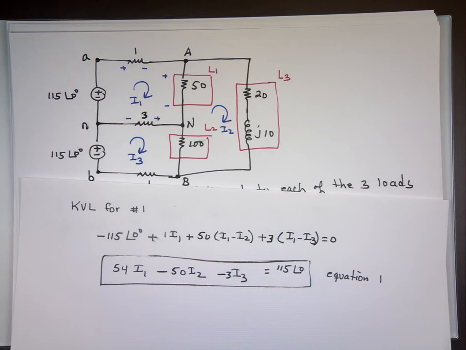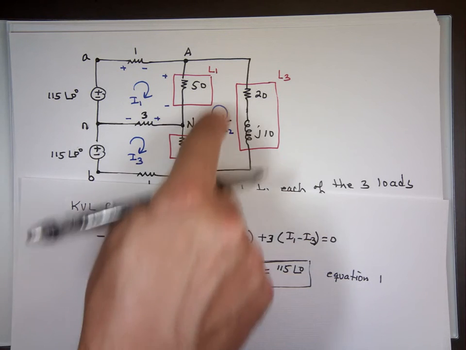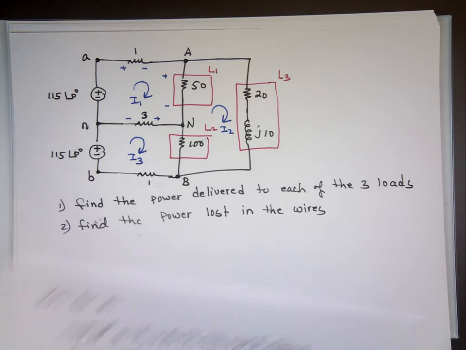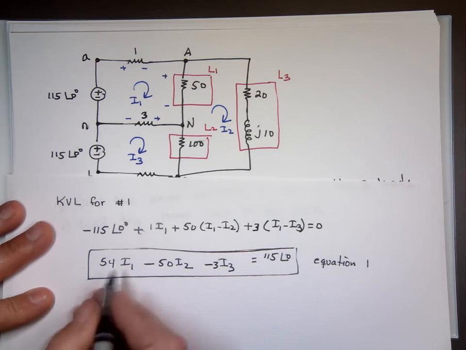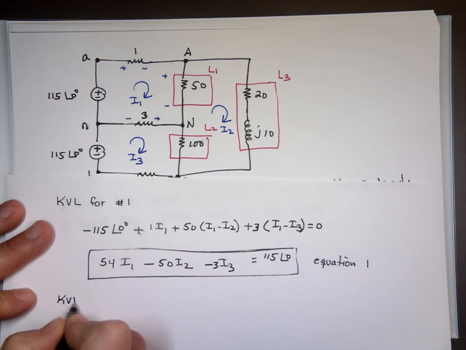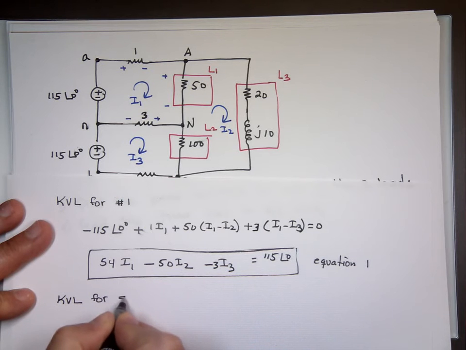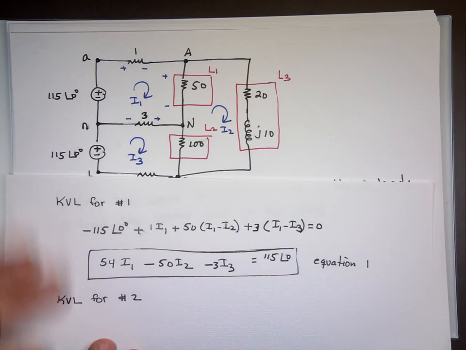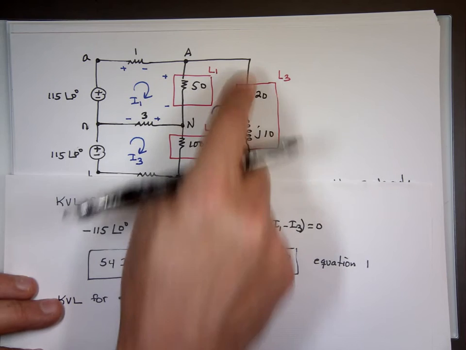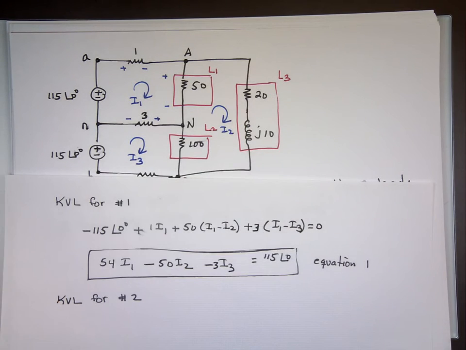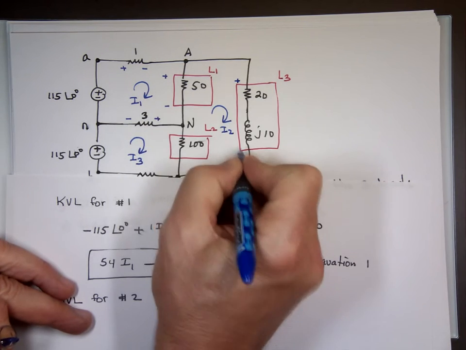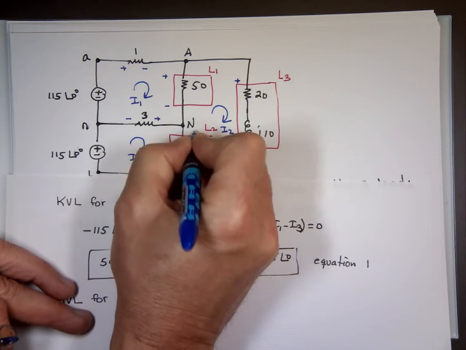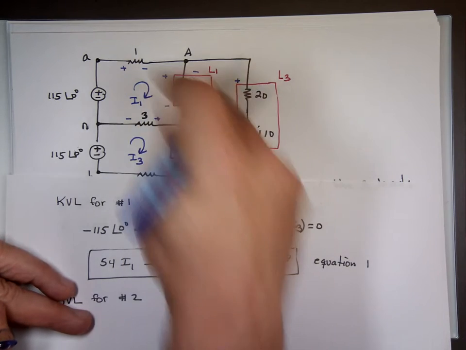Now let's do KVL for loop number 2. Is there still room on the bottom? I could, yep. So KVL for number 2. And this is number 2. Let me start with this one. Again, I'm traveling clockwise. So I'm looking at it plus to minus for this one. Through this loop, I'm looking at it plus to minus and plus to minus. I'm going clockwise.